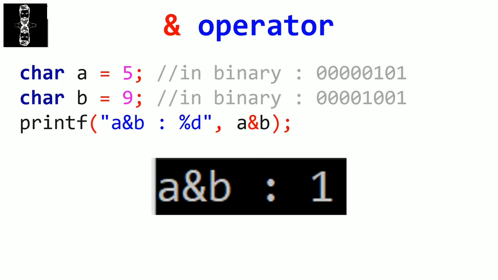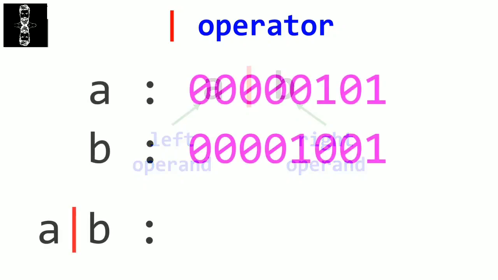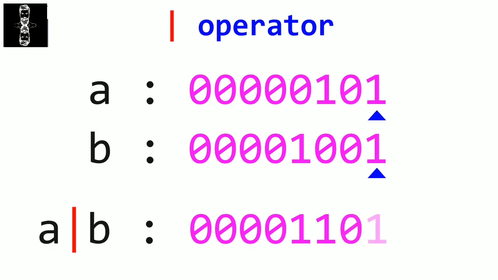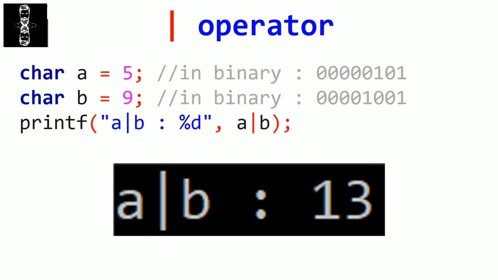Third operator is the bitwise OR. It's represented by a single vertical bar, not like the logical OR. This one is also a binary operator, and this operator outputs for each bit 1 if at least one of the operand's bits is 1 at that place. So if we use it with our variables a and b, first we have 0, same thing here, same thing here, same thing here, and now we put 1 because the bit of b is 1 and it's enough. Same thing here, the bit of a is 1 and it's enough. Here we put 0, and in the last one we put 1 because at least one of them is 1. So this is the result, which represents 13 in binary.